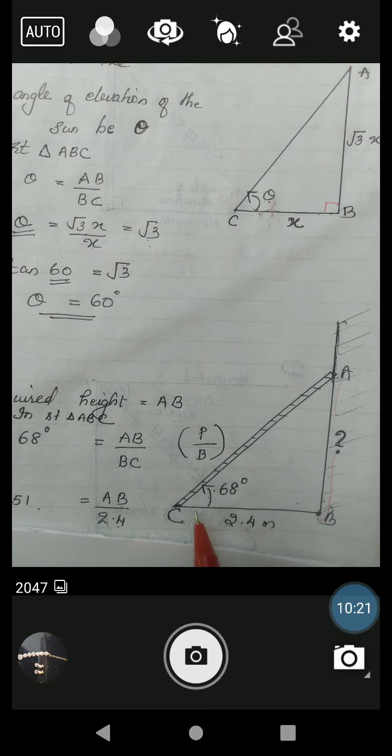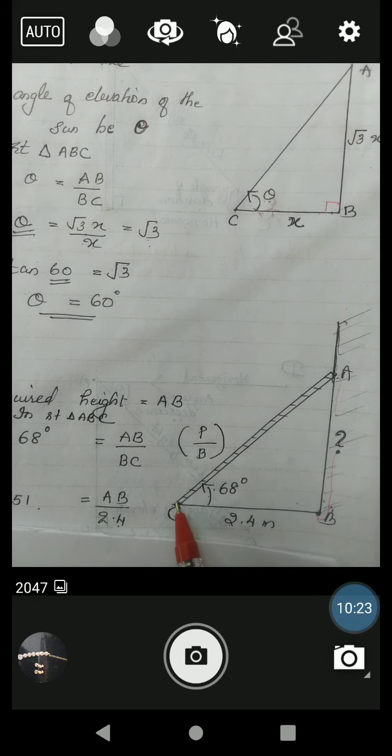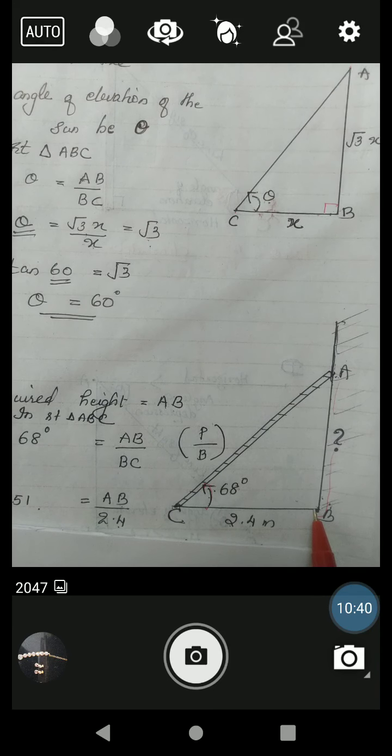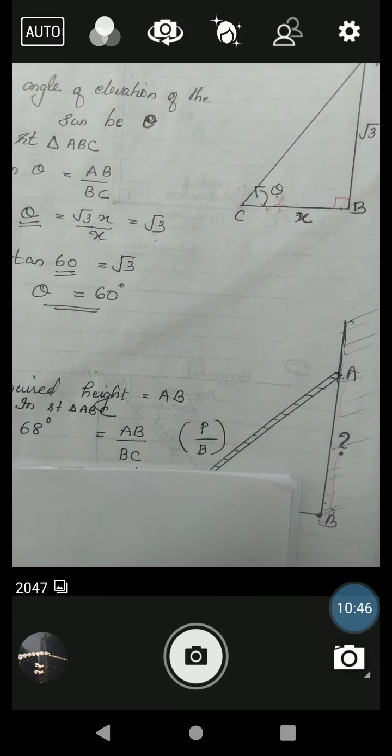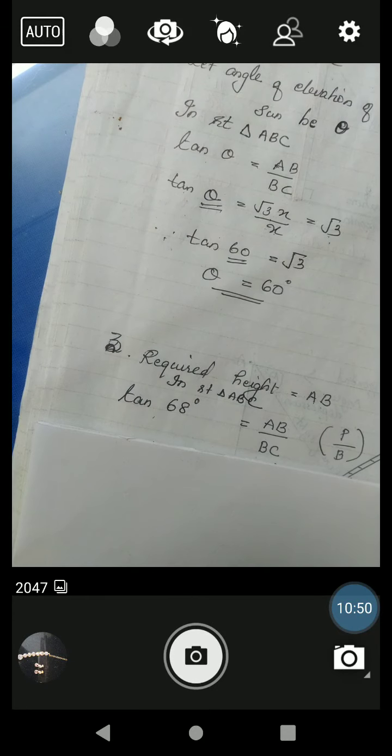It is given that the ladder is making an angle of 68 degree with the ground. So here we can write 68 degree. That is the angle of elevation. And the distance between the foot of the ladder and the foot of the wall is 2.4 meter. That is also given. Now we can start. We want to find the height AB. That is, the required height is AB.